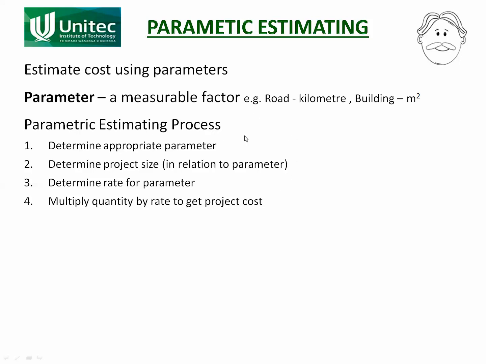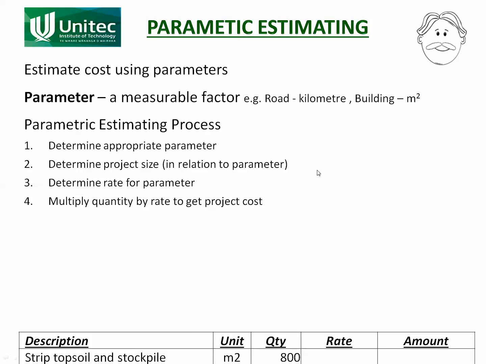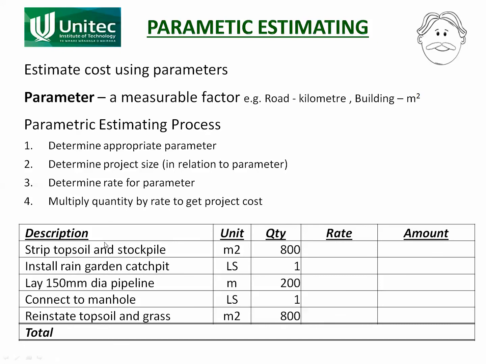This parametric estimating process also works for individual items as well. So the way we normally use it in a project is we use it to build up our schedule of quantities. So you should recognize this as an excerpt from the schedule of quantities. We've got a whole lot of little work items here. We've determined appropriate parameters for them, we've measured those parameters from the drawings, much the same way as you prepare a schedule of quantities.